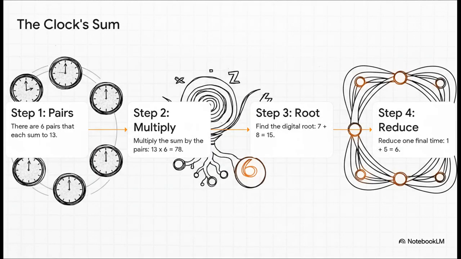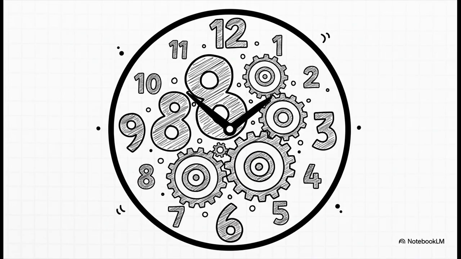So let's just follow the math here. We have 6 pairs of numbers, and each one sums to 13. If you multiply 13 by 6, you get 78. Now find the digital root. 7 plus 8 is 15. Reduce it one last time. 1 plus 5 equals 6. There's that number again, the sustainer popping up from the symmetry of time itself. So, according to this theory, this is absolutely not a coincidence. The argument is that our very concept of time, the system we use every single day, is actually built on top of this divine numerical code.